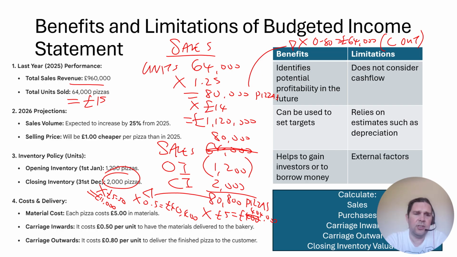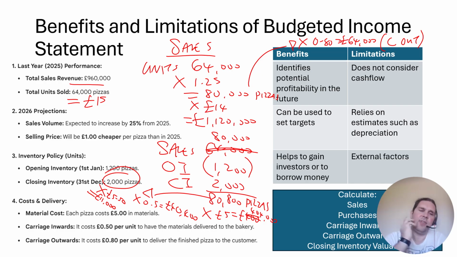Our selling price is going to be £1 cheaper than last year. Well, that'll be why we're selling more then. So we have to go back: 960,000 divided by 64,000 pizzas. So we sold them for £15 last year. So we think this year we're going to sell them for £14. So our budgeted revenue would be £1,120,000. Now that wouldn't be a huge amount of marks, but it'll be a few.